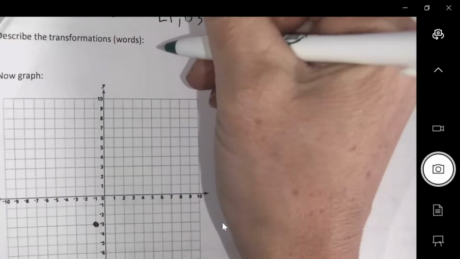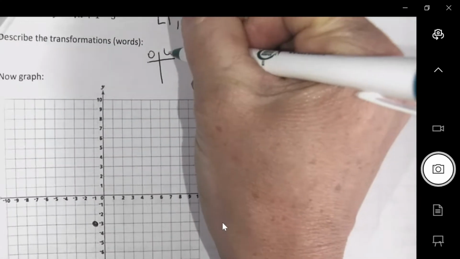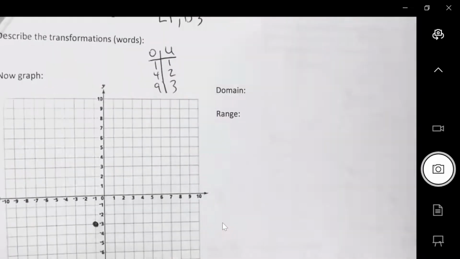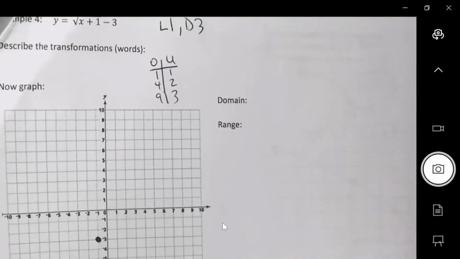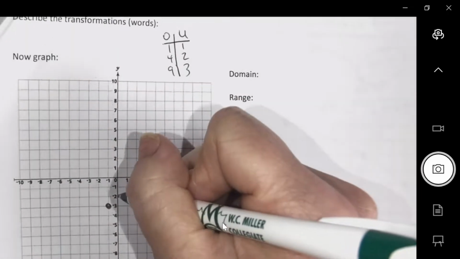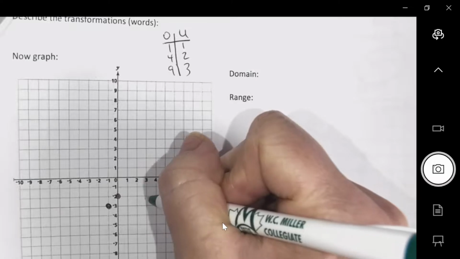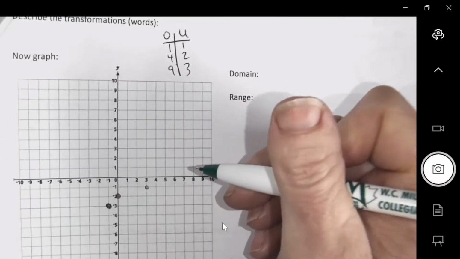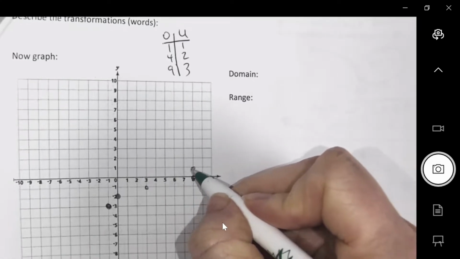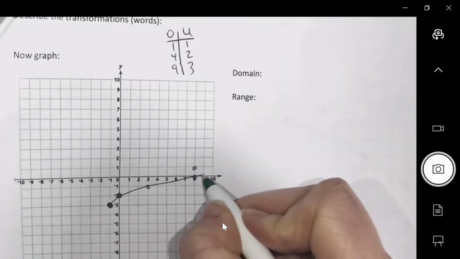And the pattern is over 1 up 1, 4 2, 9 3. Is there any A's or B's that change that? No, there's not. So I just do that. 1 1, 4 2, 9 3.